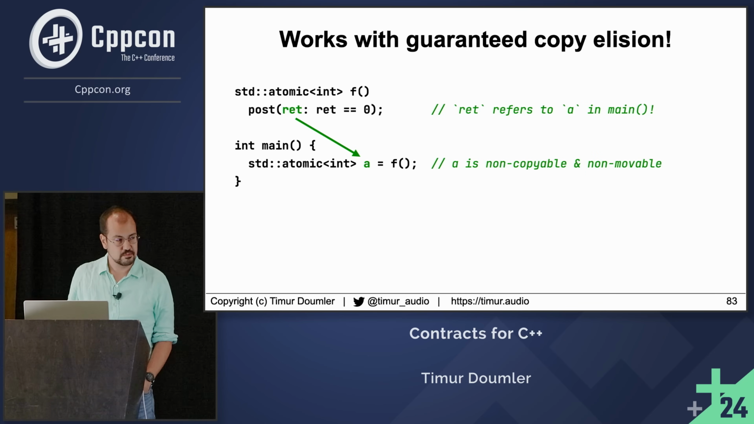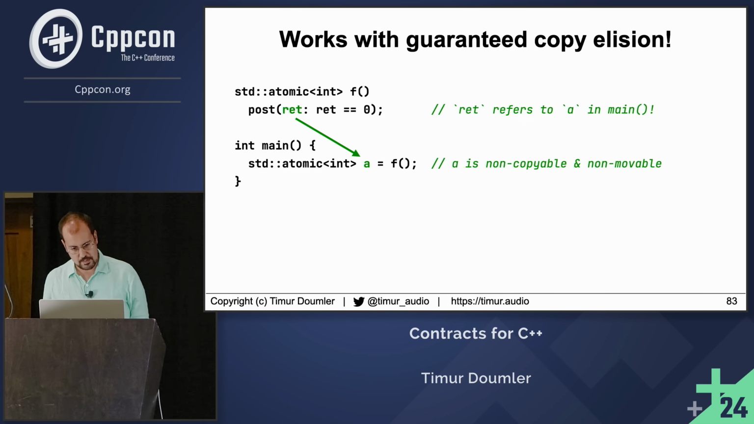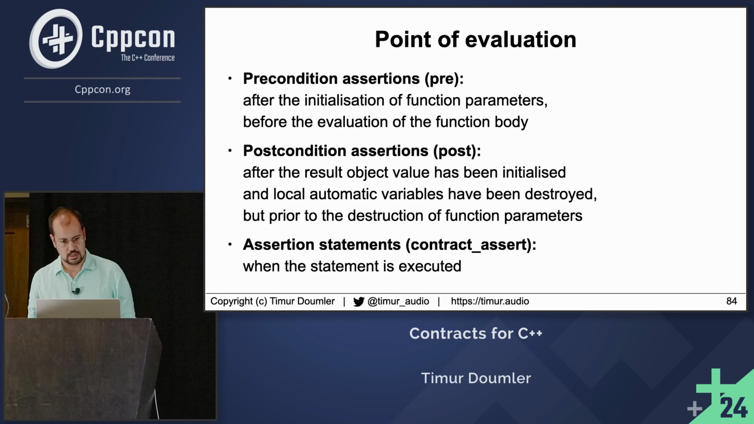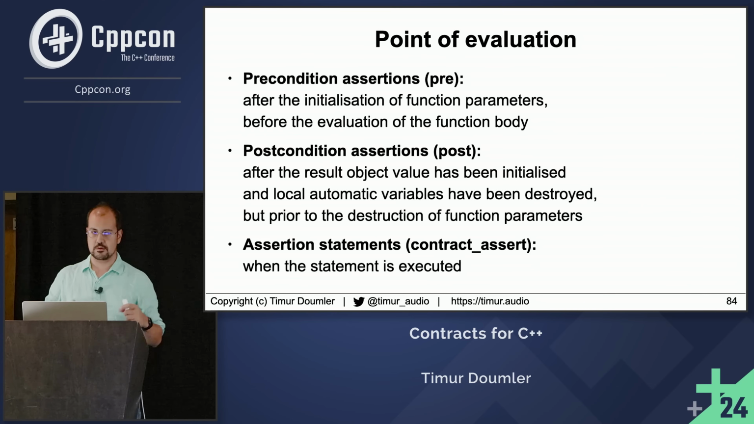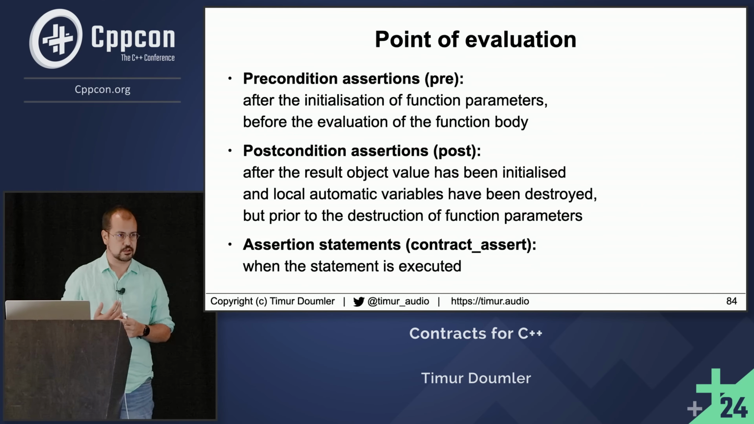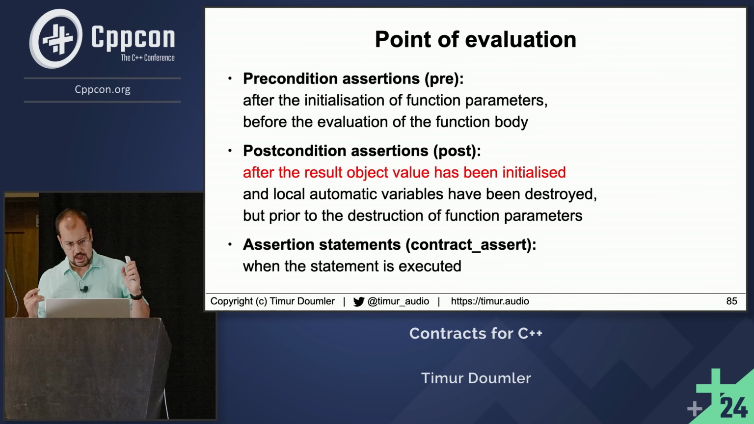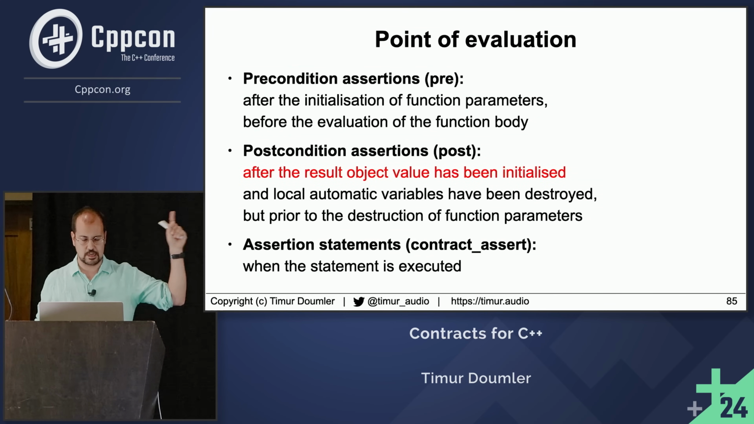It doesn't refer to anything else because there is no other object here. We make this work by defining when and how exactly pre and post are evaluated. So this is the spec. Precondition assertions are evaluated after the initialization of function parameters, which is important. You can talk about them in that expression, but before you start evaluating the function body. That hopefully makes sense. Postconditions are slightly more interesting. They are evaluated after the result object value has been initialized. This is why this thing on the previous slide works.